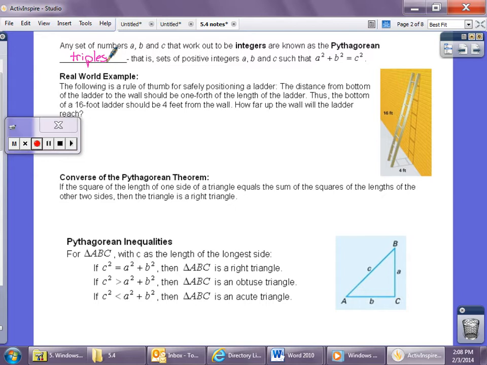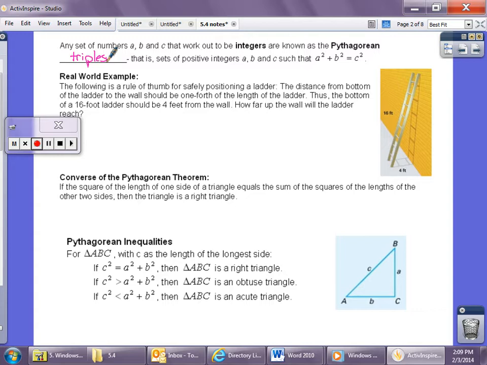So if we look at a real world problem here, the following is a rule of thumb for safely positioning a ladder. The distance from the bottom of the ladder to the wall should be 1/4 of the length of the ladder. Thus, the bottom of a 16-foot ladder should be 4 feet from the wall. Well, how far up on the wall will a ladder reach?